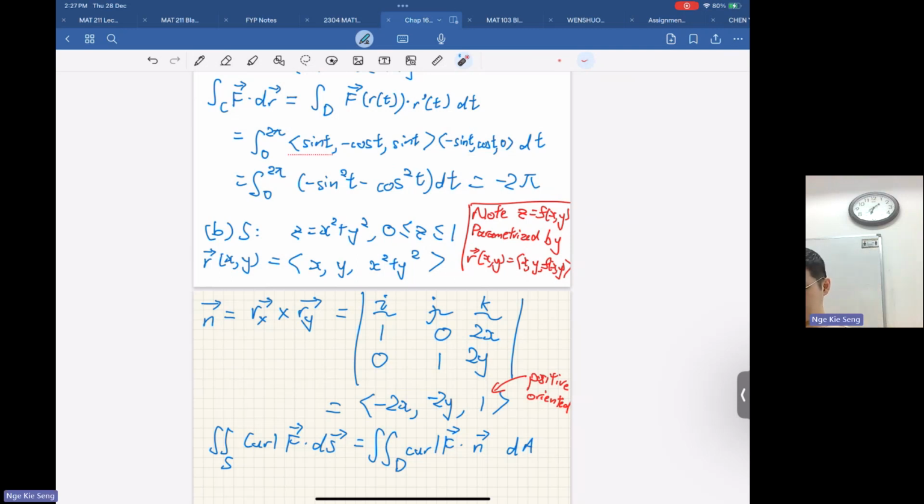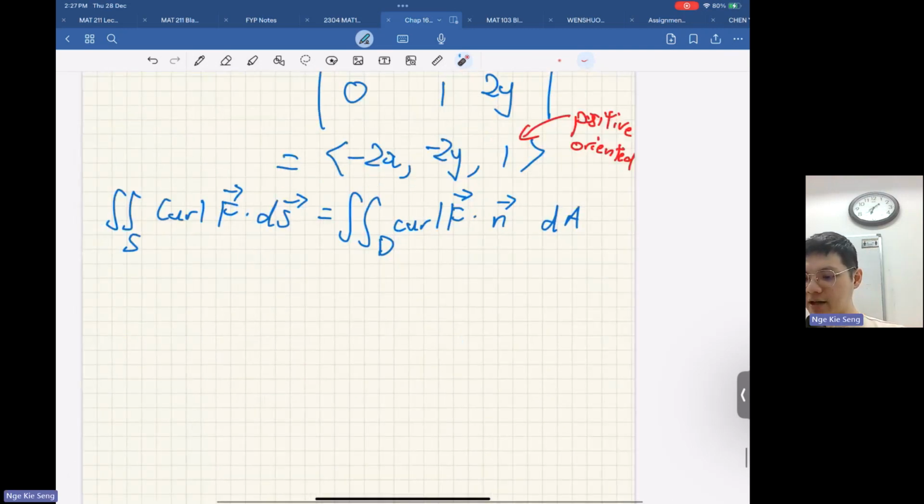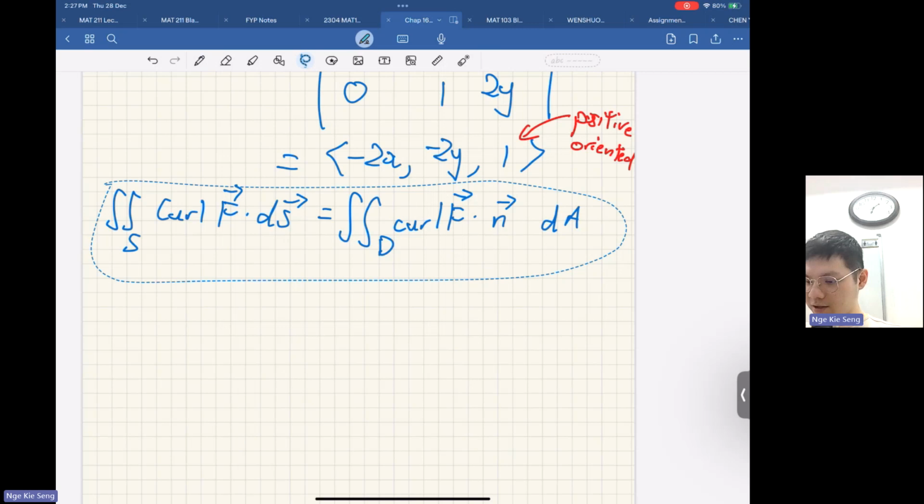Makes sense. So in this case we need curl F. We haven't computed curl F yet. What is curl F here? So let's compute curl F.